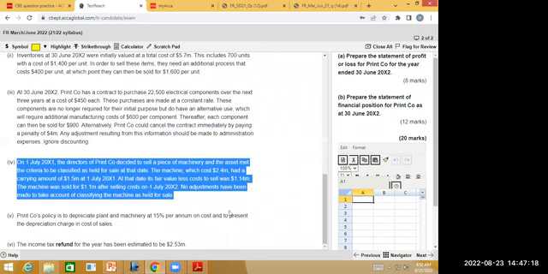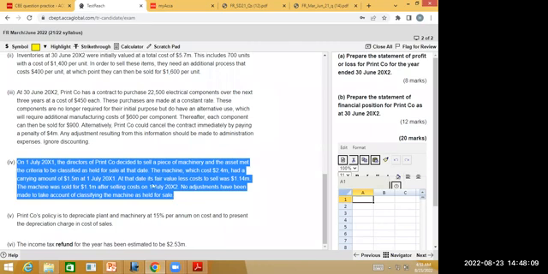Now, please do attempt note number 4. First, we need to calculate the profit before tax, and then we add back the tax income. Is it done? Yes, sir.